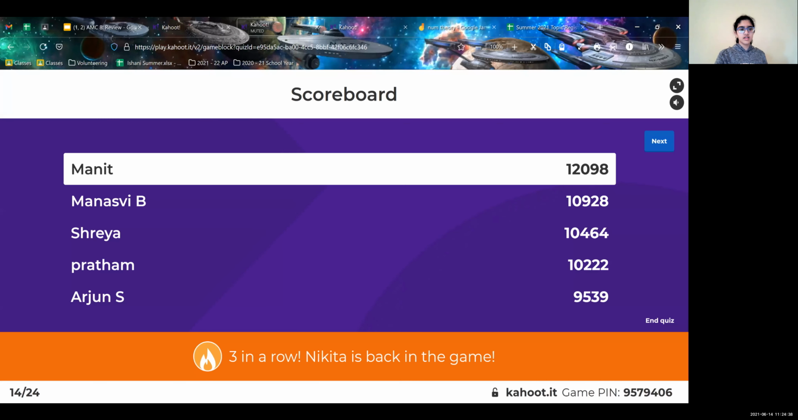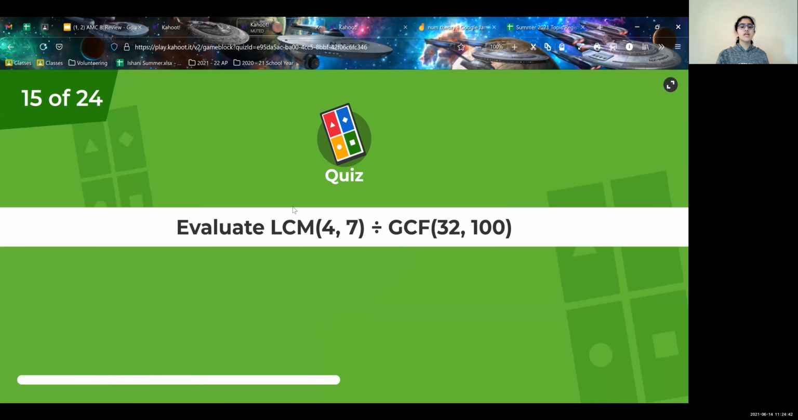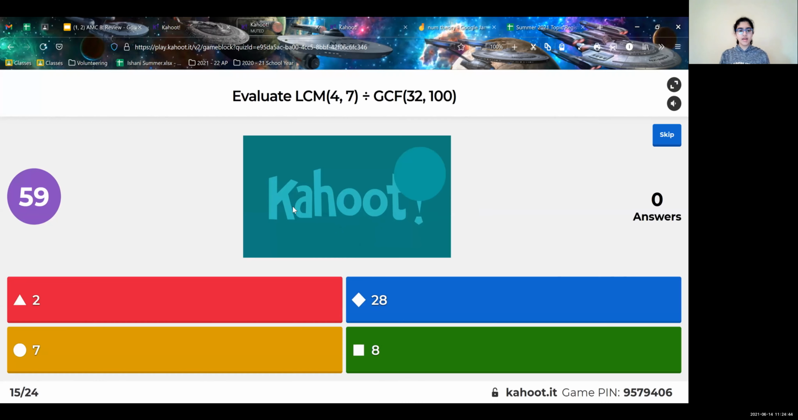Okay, so evaluate the LCM of 4 and 7 divided by the GCF of 32 and 100. So use pencil and paper as said earlier. And yeah, you should be able to solve this, although you may not be able to solve it in the time given.